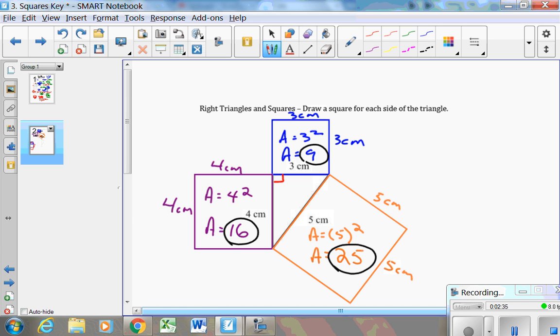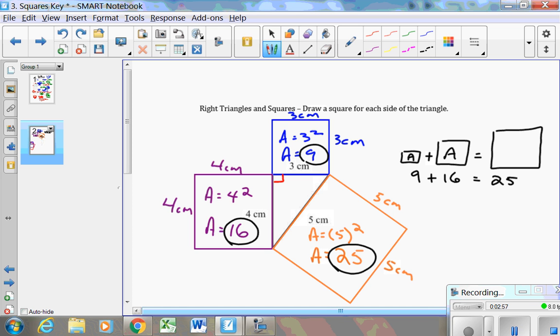What's neat about this, and this is only true when you have these special right-angled triangles, is if you take the area of the 2 little squares and add those 2 areas together, it'll always equal the area of the big one. So 9 plus 16 equals 25. It's the area of the squares that we want to add. And this is Pythagoras' theorem.